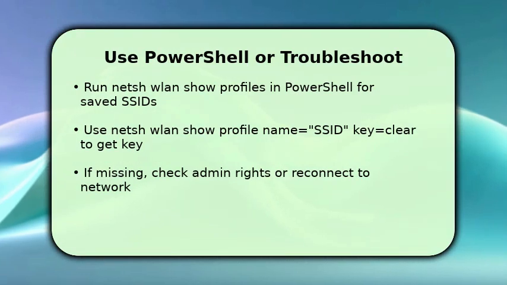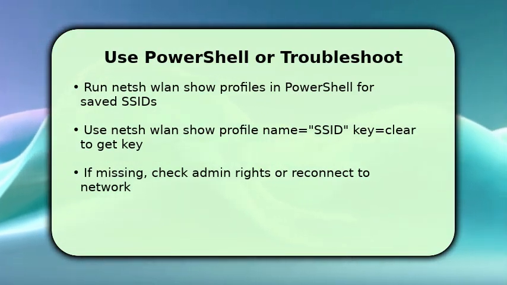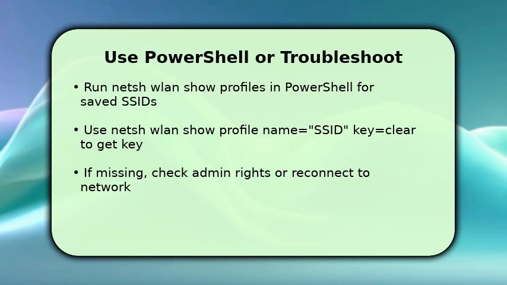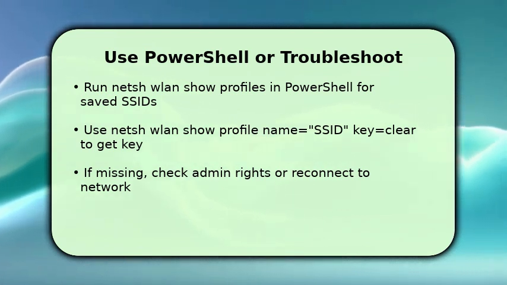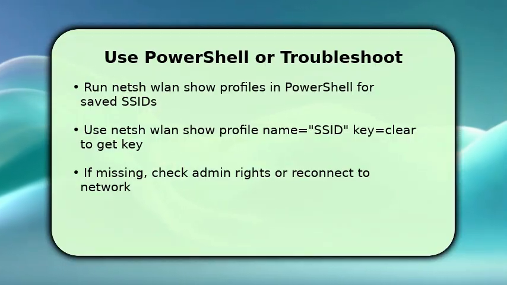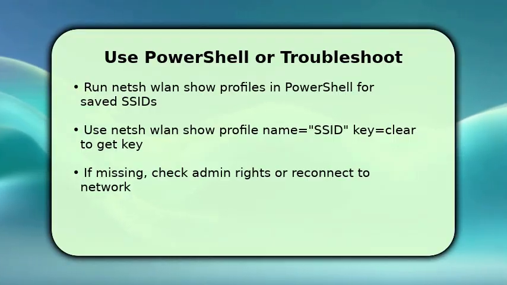You finish by using PowerShell if the GUI fails or if you need another saved network's password. Run netsh wlan show profiles to list SSIDs, then netsh wlan show profile name=your SSID key=clear to reveal the key under Key Content.